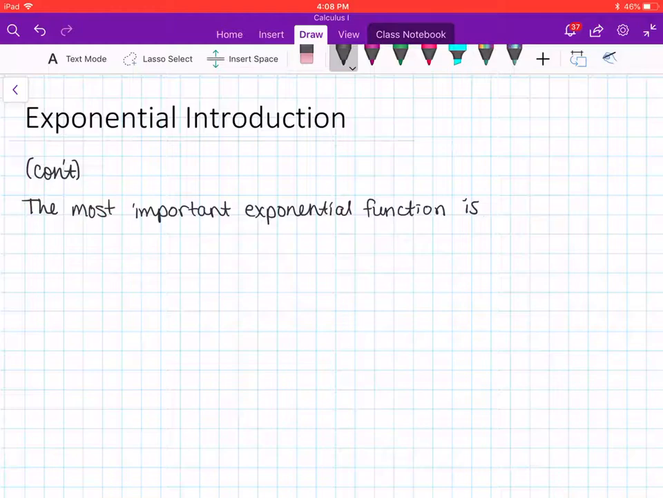Hello everyone, we're going to continue our discussion with exponential functions, and we just talked about exponential growth and decay. The next thing that we're going to talk about is the most important exponential function, and maybe some of you guys can guess it, but it's f of x equals e to the x. Now e is just a number.